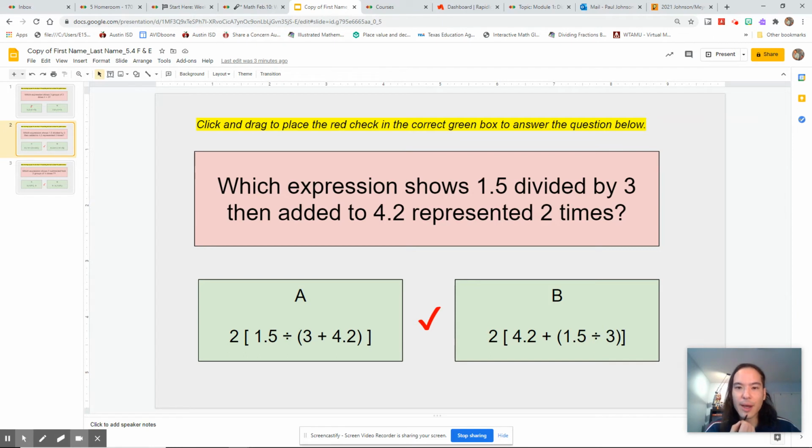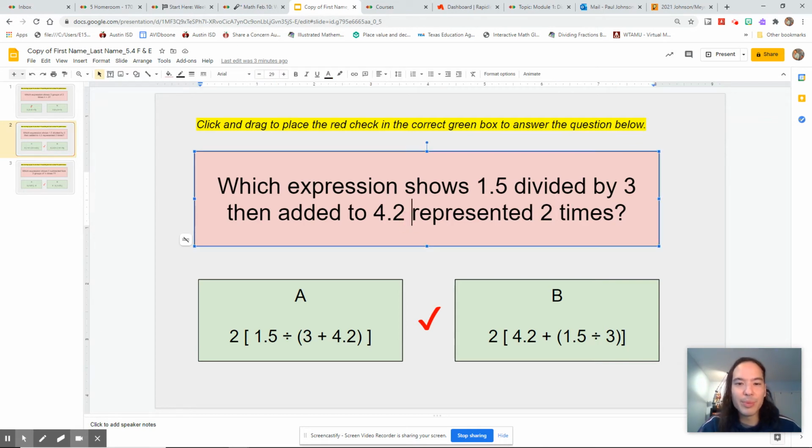All right. Now, oh, they're mixing it up. Okay. So what they want you to do, instead of this part where it says then added to 4 and 2/10 represented 2 times, I believe that what they meant is then added to 4 and 2/10, then double that. All right. So this is actually kind of confusing. Which expression shows 1 and 5/10 divided by 3 and then added to 4 and 2/10 represented 2 times? They should have put a period right there.